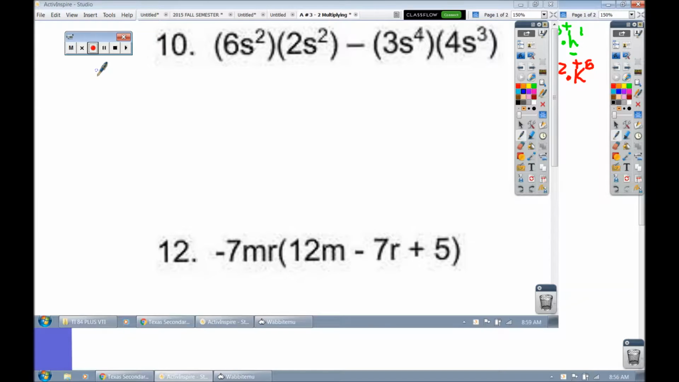Okay, what I want you guys to do is I want you to pause the video and try to do question number 10 just like we did question number 9. Start over here on the left and multiply those two guys together. Then come over here to the right, multiply those two guys together. And then at the very end, bring down your subtraction sign and see whether or not you have like terms.